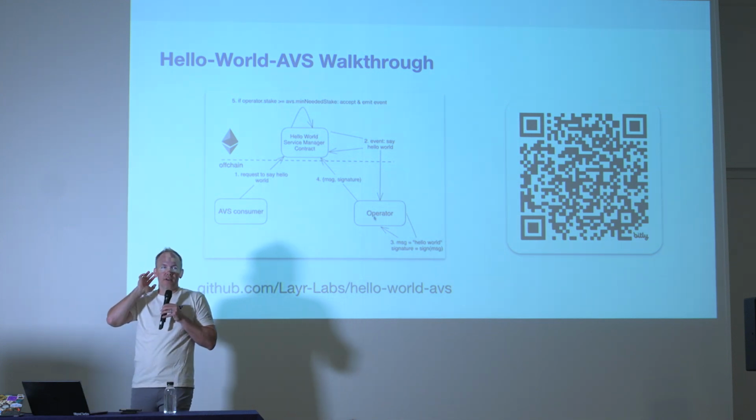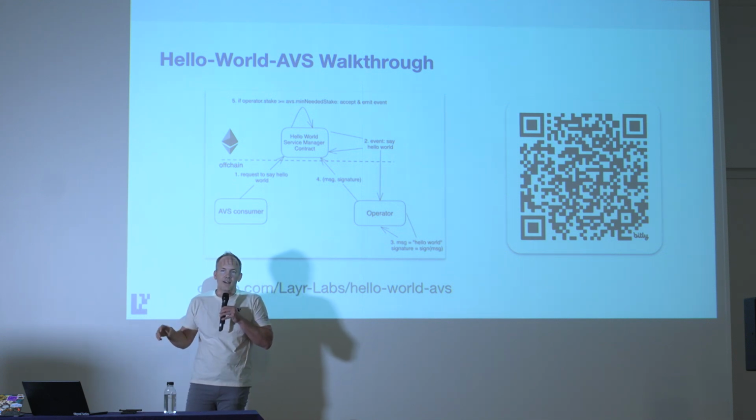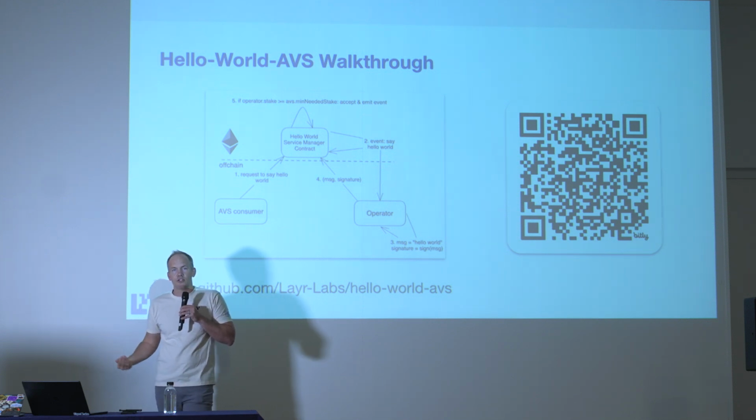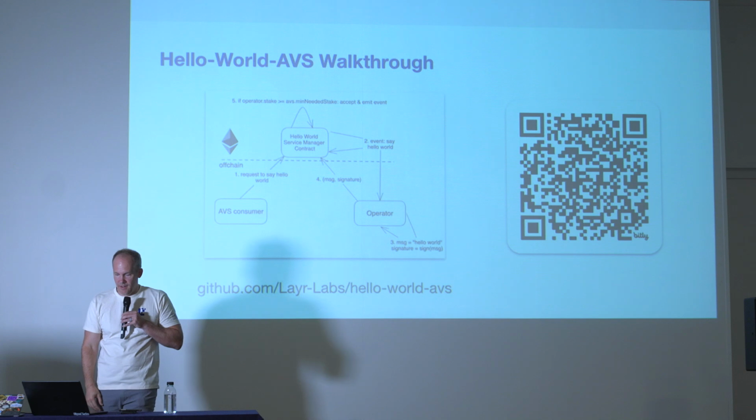It's waiting for that event to be written, and when it sees the event, it says, okay, I'll take the task, I'll go off-chain, I will write that hello world example off-chain, and then I'll write a signature back on-chain to prove that I did, in fact, generate that string.